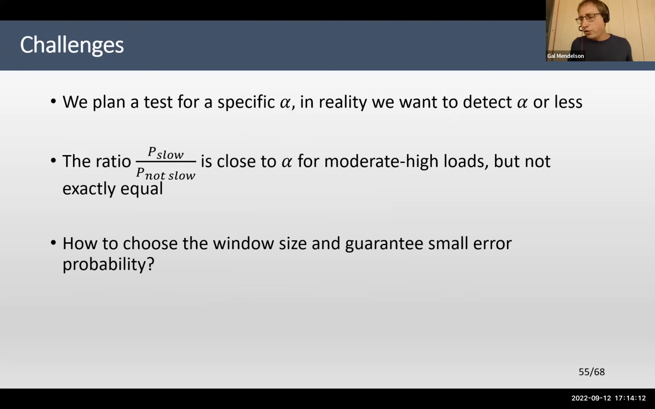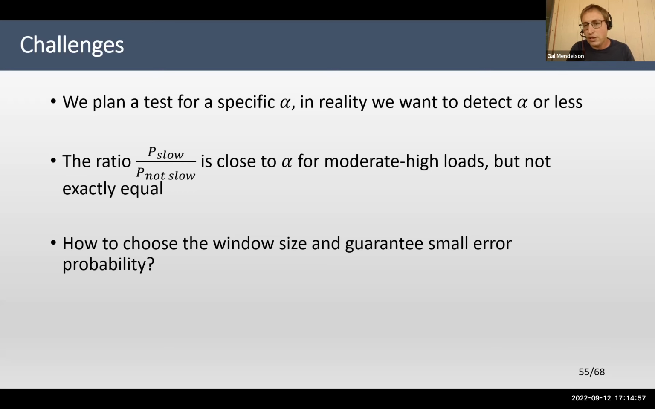All right. We have a few challenges, and I know I have about 5 minutes or even less, Yuan. So I'll try to make this brief. We plan the test for a specific alpha. This is probably not good enough for applications because we don't just want to find out if a server slowed down by 40%. We also want to know by 90%, right? The second problem is that we have seen that P slow divided by P not slow is key for detection, but it's not exactly the alpha that we planned for. So the bound doesn't tell us exactly, it's not the same quantity. It's maybe close for high loads, but it's not the same.